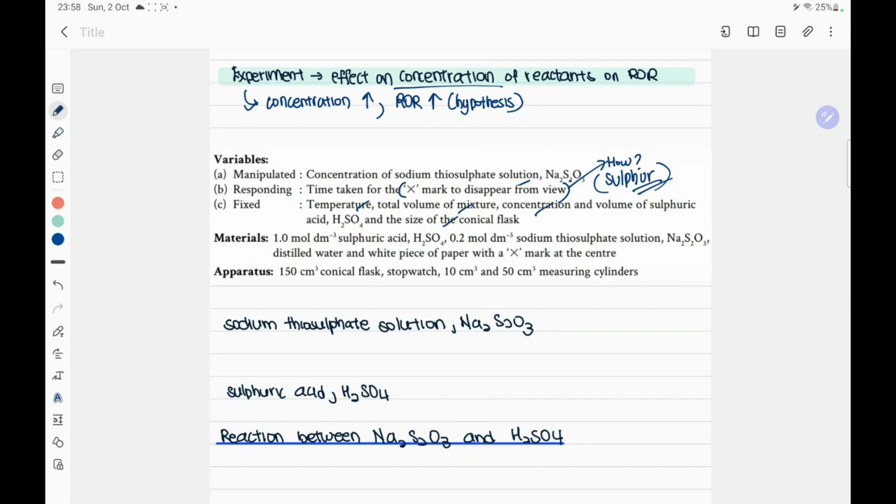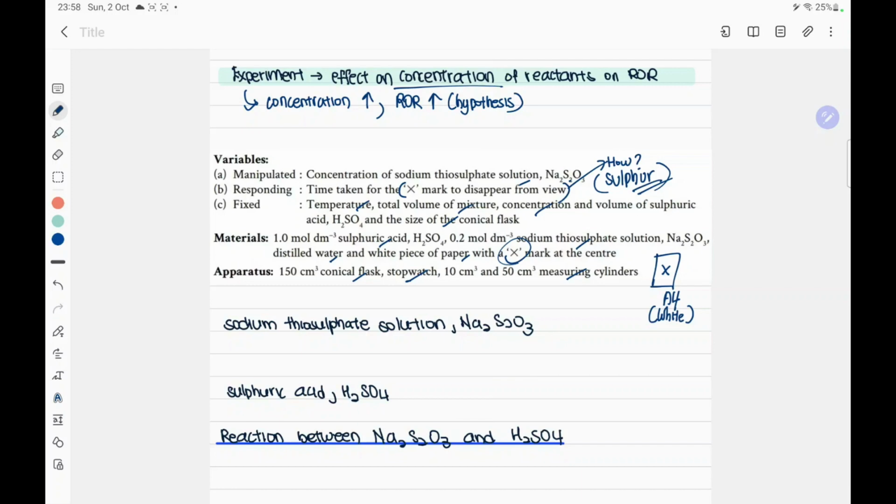So what do we need? We need sulfuric acid, we need sodium thiosulfate solution, we need distilled water, and a white piece of paper, and you need to cross it with an X mark at the center, which means that if this is an A4 paper, it is one white A4 paper, you need to take one marker and cross it. You put a cross at the center. So the apparatus is a 150 cm3 conical flask, stopwatch, and measuring cylinder. But before we get into any experiment, we have to understand what we are doing.